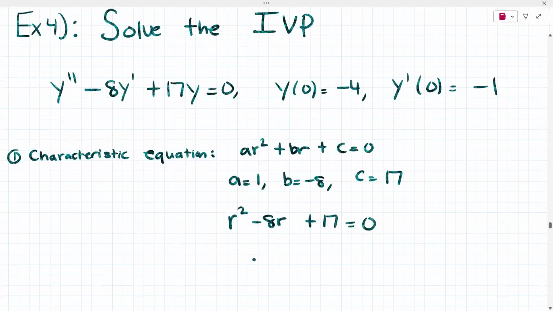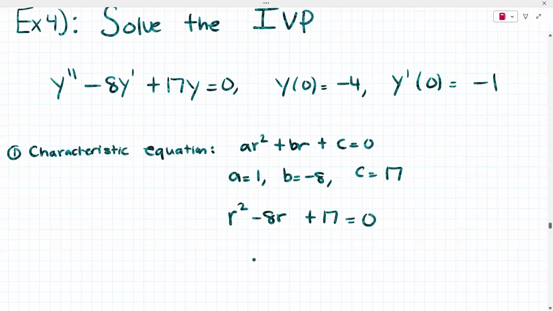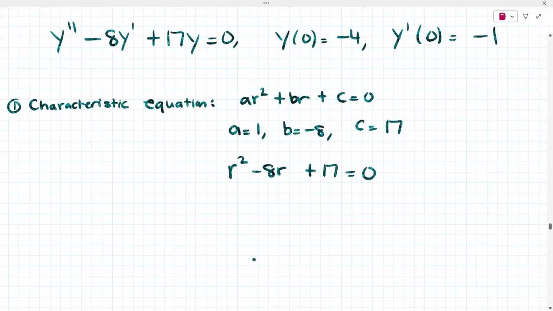Can we factor this nicely? Two numbers that multiply to 17 and when added give you negative 8? I don't think so, right? You only have two choices, 1 and 17, or negative 1 and negative 17. It'll never add up to negative 8. So what you're going to do is solve by using the quadratic formula.